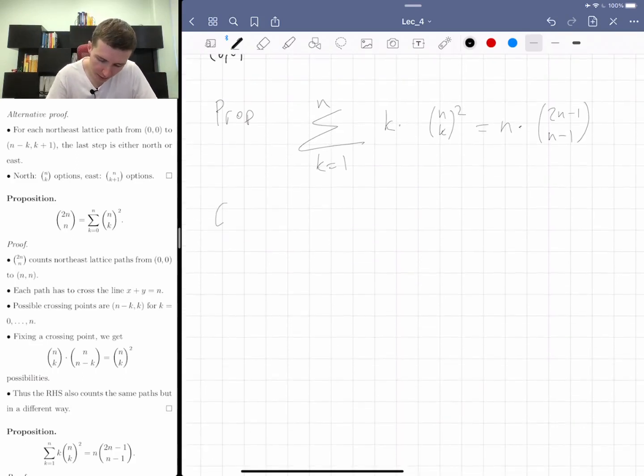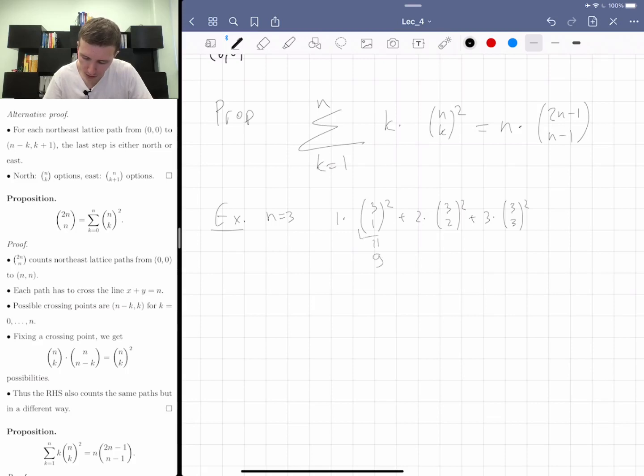So let's say, maybe I should set n equals 3 and see what happens. So I have the sum over k from 1 up to 3. So 1 times 3 choose 1 squared plus 2 times 3 choose 2 squared plus 3 times 3 choose 3 squared. 3 choose 1 is 3, so that's 9. And that is also 9, and that is 1. So the answer is 9 plus 18 plus 3, which is 30.